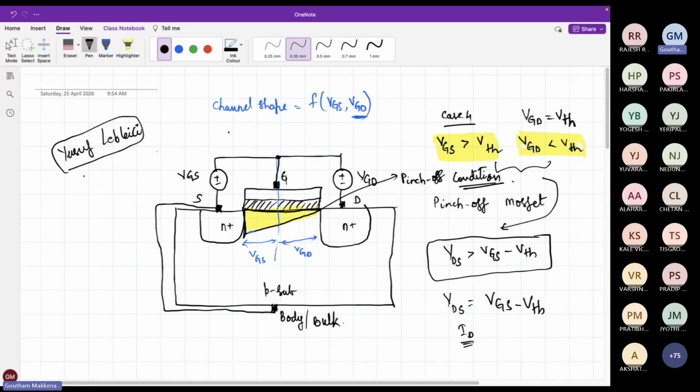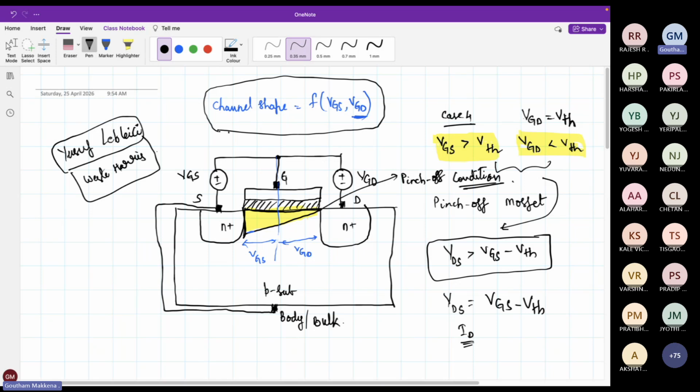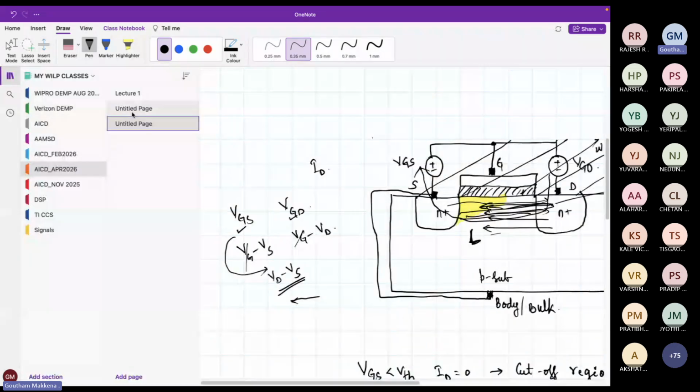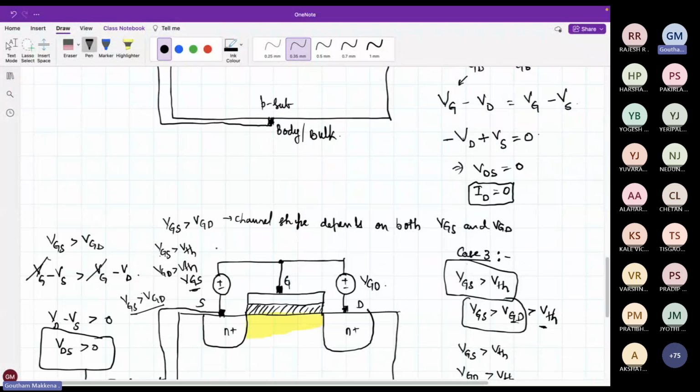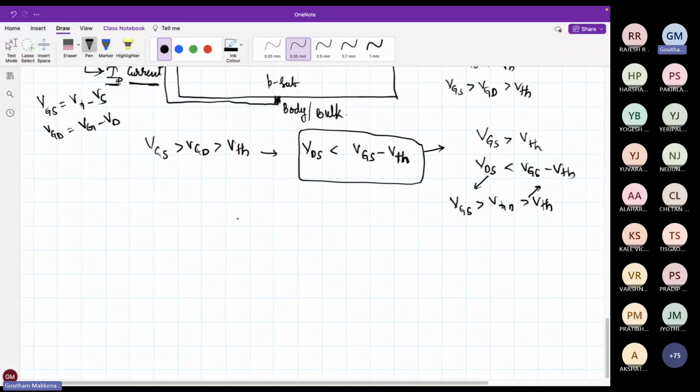Even Weste and Harris follows this approach. So take it from this pedagogy level. They argue that channel shape is a function of VGS and VGD. VGS takes care of the left half and VGD takes care of the right half. In that way, they try to explain the pinch off condition. If we come from the VDS side, it might not be so intuitive to understand. Maybe I should have done better. That was the logic behind going ahead with VGS and VGD.